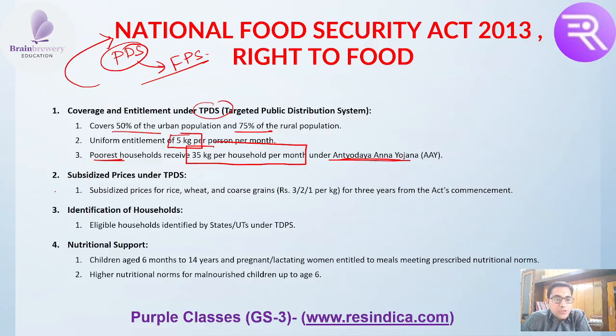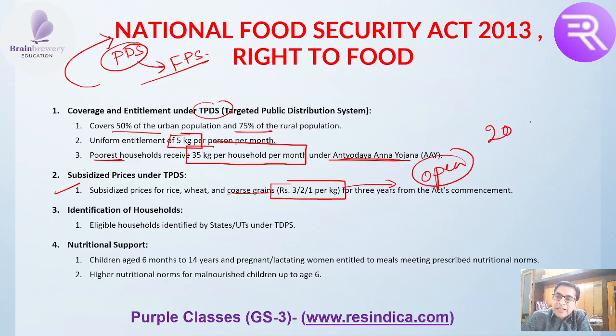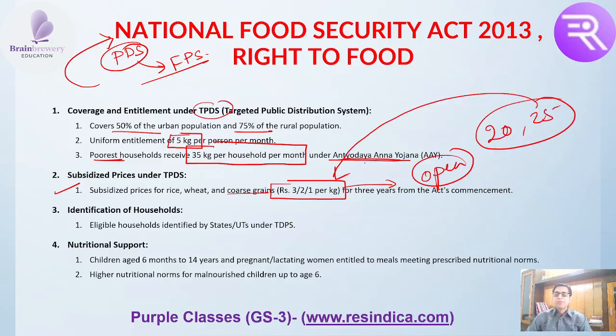Okay, so these subsidized food grains will be available at rice at rupees 3 per kg, wheat at rupees 2 per kg, and coarse grain at rupees 1 per kg. If you go to the open market, you will get them for 20 or 25 rupees per kg. Government is providing you these things at rupees 3, 2 and 1 per kg.